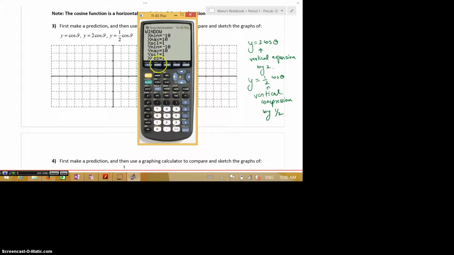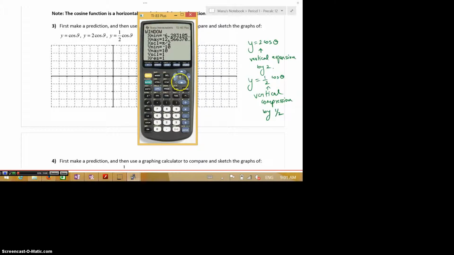So I'll go to window settings. X minimum is negative 2 pi to positive 4 pi. And the scale factor this time, I've got subdivisions at pi over 2 units. So pi divided by 2. I'm going to change the x scale to pi over 2, which means all the subdivisions along the x-axis are at pi over 2.